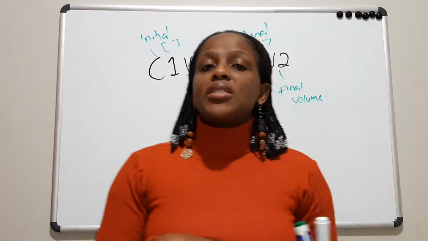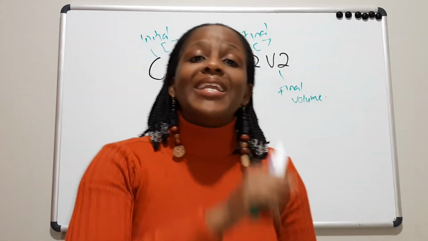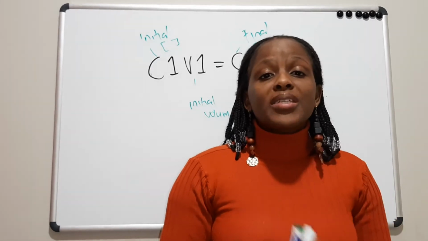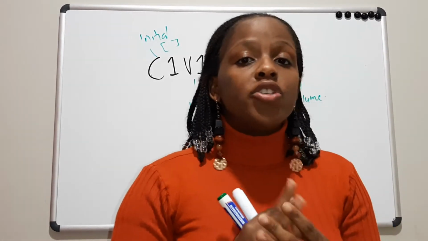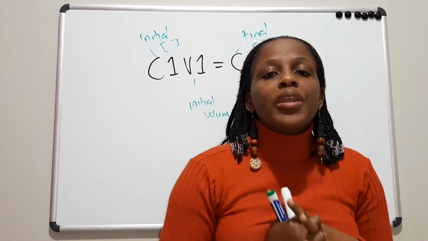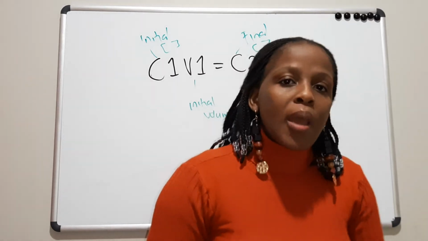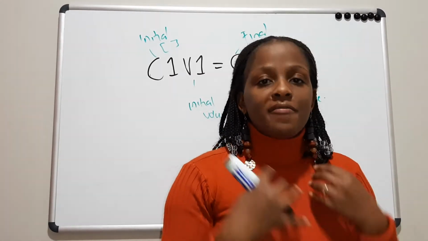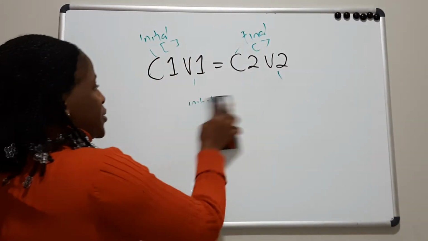So let's have an example whereby, let's say you have a liter of a 2 molar sodium hydroxide solution. That's what you have in your inventory that you stocked up. Now you need to prepare a 0.5 molar solution, but the volume that you need to carry out your task is going to be 500 ml. So let's get to it.